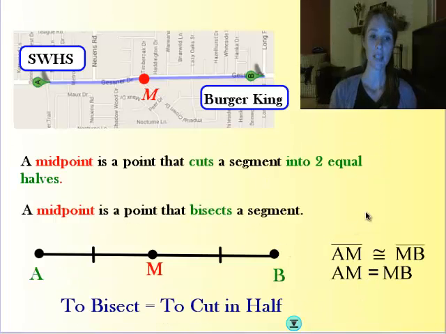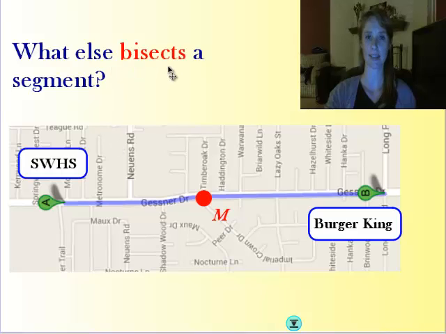Okay, one last thing before we close out for today. Let's talk about midpoint one more time. So a midpoint is a point that cuts a segment into 2 equal halves. We already have talked about that. But I can replace the words cuts into 2 equal halves with the word bisects. Okay, so bisect means to cut in half. Great. So a midpoint does that, but what else bisects a segment?